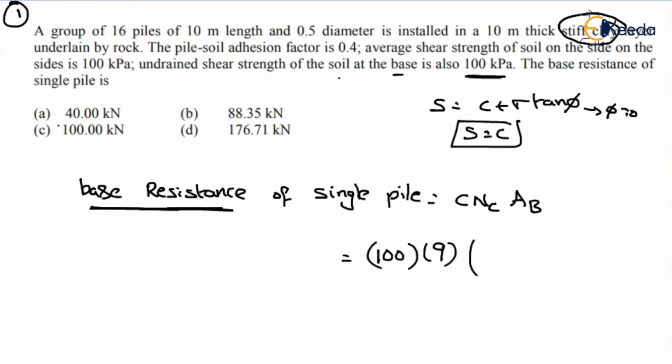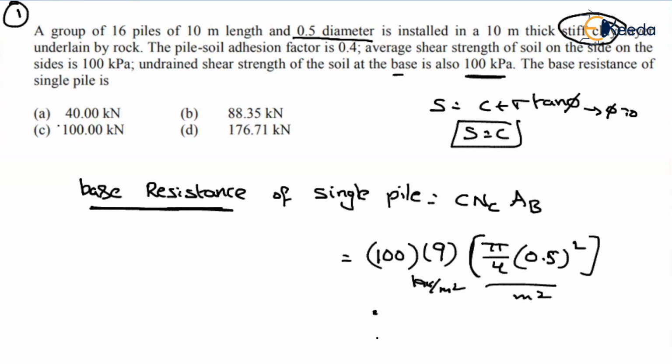What about the end bearing area? They are saying that it is 0.5 diameter. So what is the circular area? Pi by 4 into d square, where the diameter is 0.5, whole square. If you solve this, you will get the base resistance. The unit you are taking is kilopascal, that is kilonewton per meter square, and the area you have to take in meter square, so you will get the answer in kilonewton. If you solve this, you will get around 776.71.